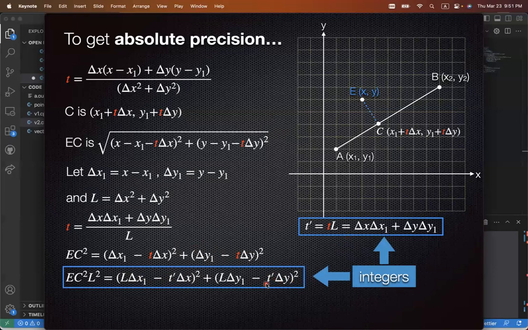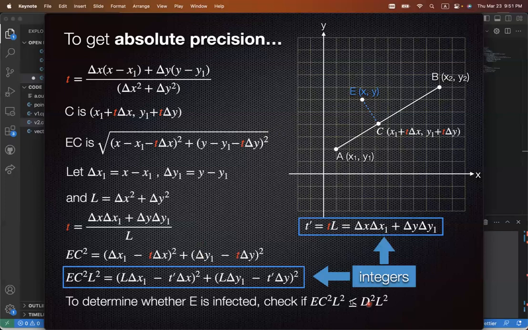And now that you have an integer expression, instead of comparing EC and checking if it's less than D, you would compare this expression and see if it's less than D squared times L squared. And that's how you eliminate all the floating point imprecision.